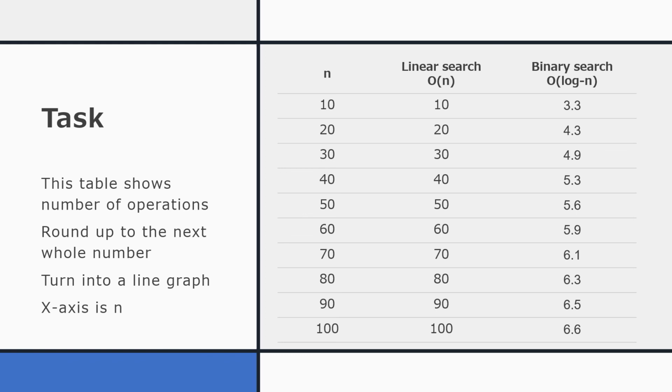This table shows the number of operations required for a linear or binary search for various sizes of data set, 10 through to 100. The binary search column I've shown literally as log of n. Obviously we'd need to round that up to the next whole integer because you can't have a fraction of an operation. So enter that information, let's say into a spreadsheet, round the binary search values up and plot it as a graph, and you'll clearly see how as the size of the data set increases, the difference in operations between the two search algorithms is very marked.